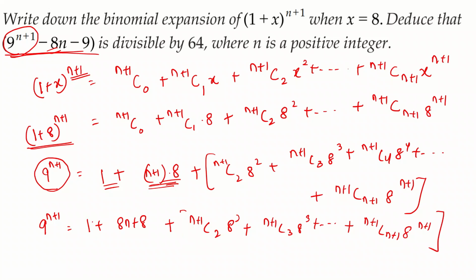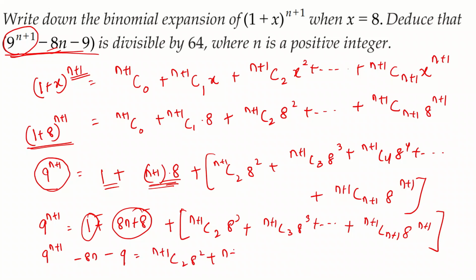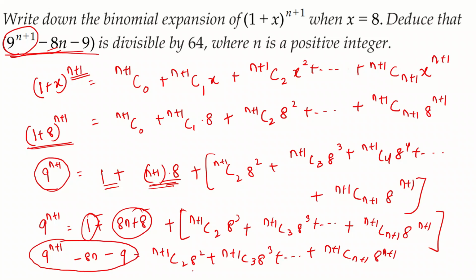Okay, so we take all these terms on the other side, so 8 plus 1 gives us 9, so 9 to the power of n plus 1 minus 8n minus 9 is equal to this entire thing, n plus 1 c2 8 square plus n plus 1 c3 8 cube plus all the way up to n plus 1 c n plus 1 8 to the power of n plus 1. Okay, and now we have to prove that this thing is divisible by 64, which is very much obvious because if you take 8 square common, 8 square is there in all of these terms, so we can take 8 square common. Okay, let me erase the line above.